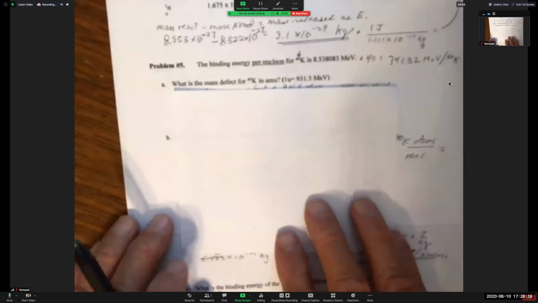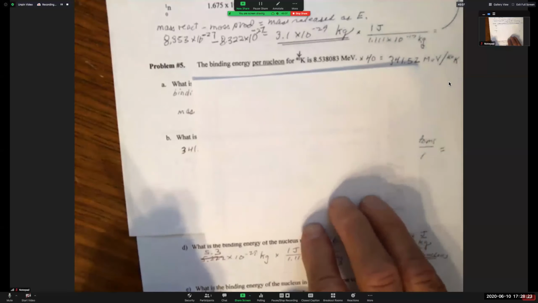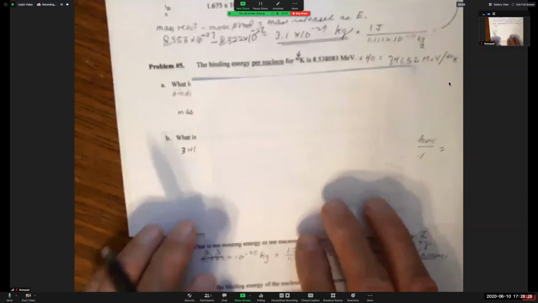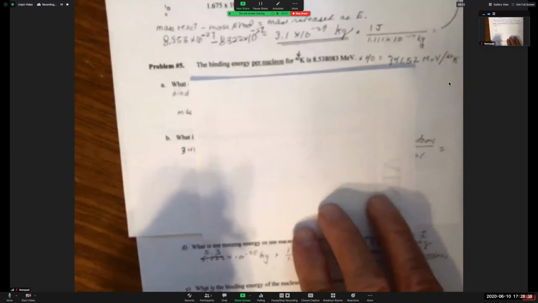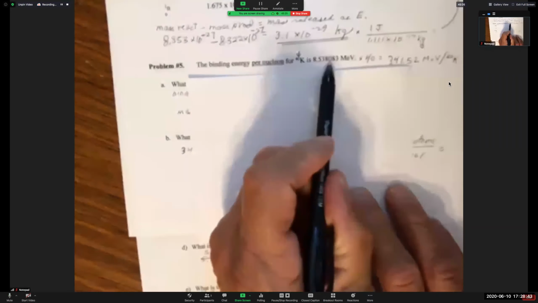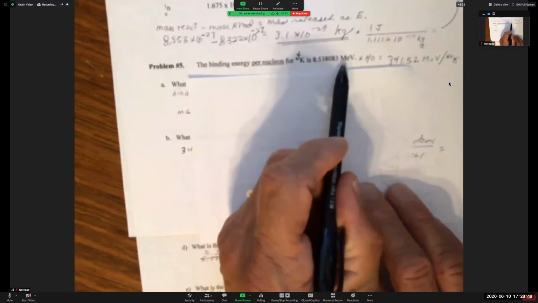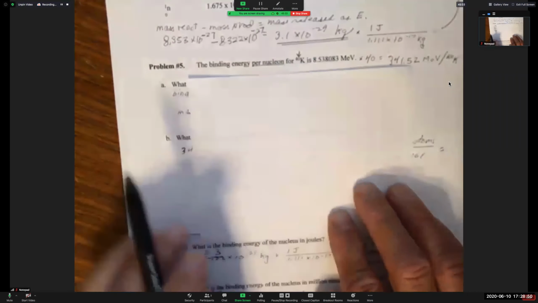Okay, the last problem here, we talk about the binding energy per nucleon. So this is a little bit different. Each of these problems on this worksheet approaches binding energy from a slightly different angle. In this case, we're given the binding energy per nucleon for potassium-40, which is 8.538 million electron volts. So here's another unit of energy, and we're going to do this problem with a different unit of energy.